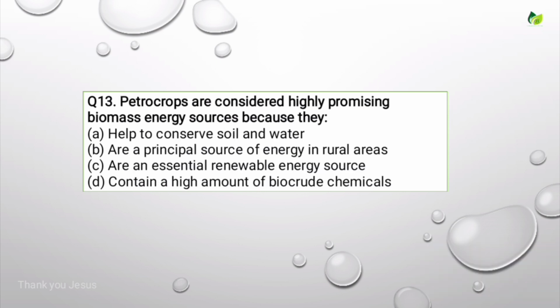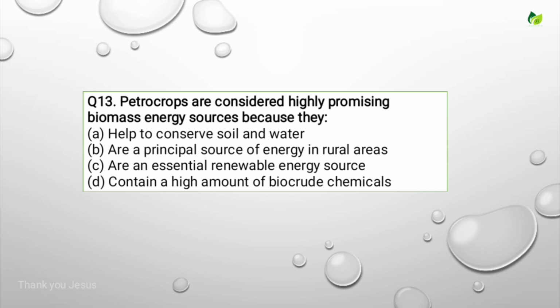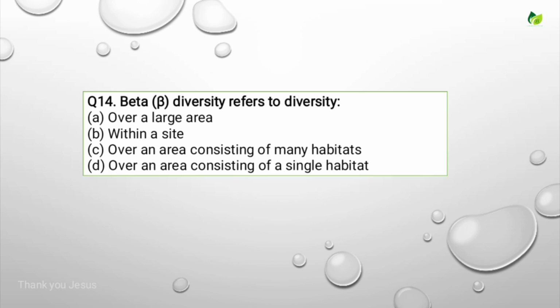Let's see the next question. Petrocrops are considered highly promising biomass energy sources because they? Options are help to conserve soil and water, are a principal source of energy in rural areas, are an essential renewable energy source, contain a high amount of biocrude chemicals. The correct answer is that they contain a high amount of biocrude chemicals. Let's see the next question.